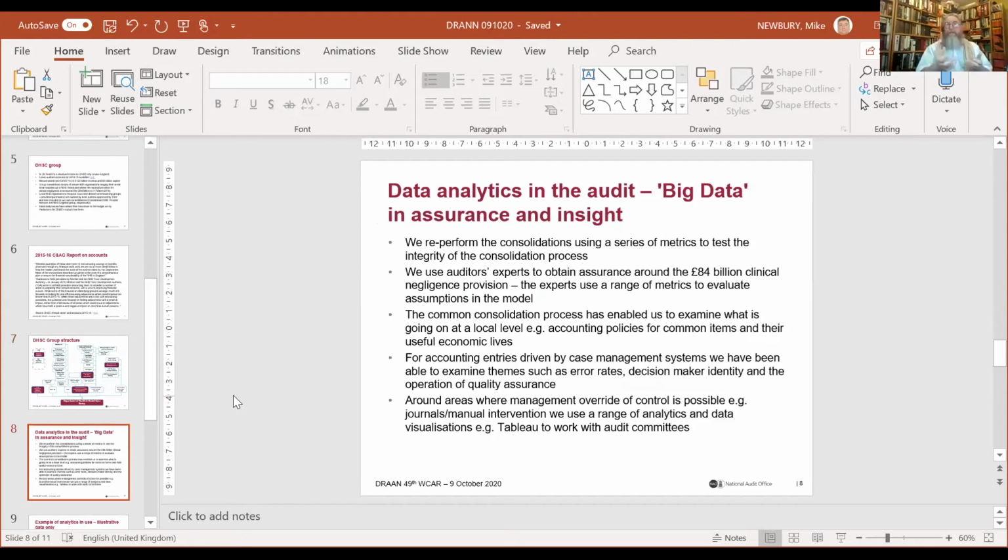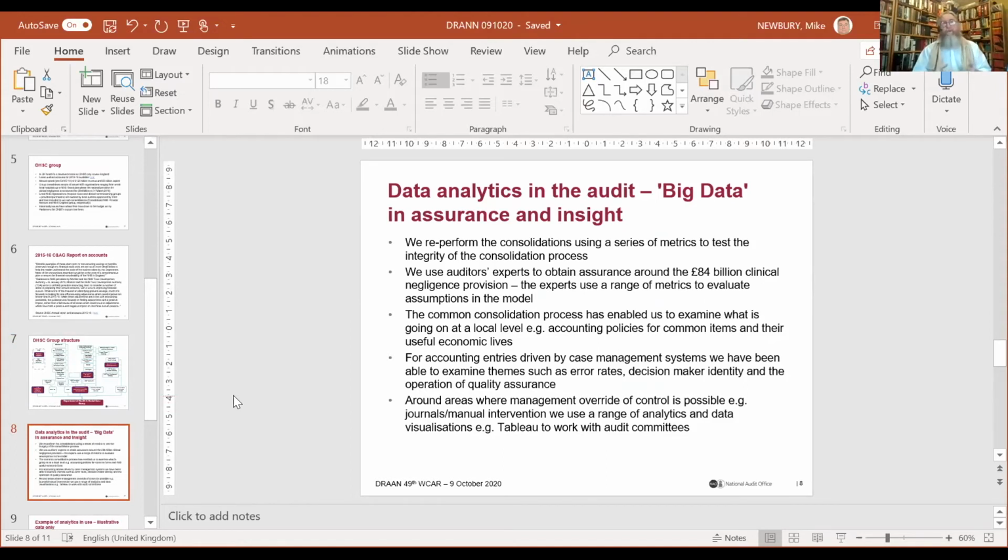So this sets the scene, hopefully, for the data analytics. We are increasingly interested in the opportunities that big data and data analytics provide us, both in terms of doing the bread and butter of the audit work, but also in terms of assurance flows and insights. So what do I mean by all of that?